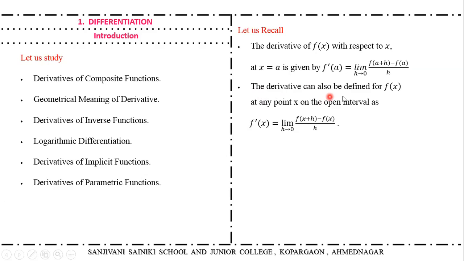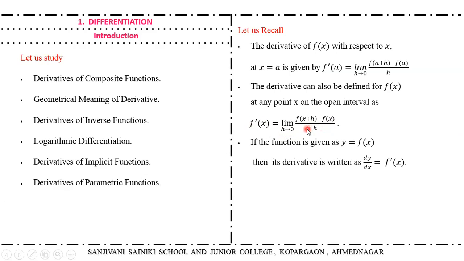The derivative can also be defined for f of x. The same derivative can also be defined at any point x. This is the derivative at a particular point x is equal to a. Now I am defining the derivative at any point. That means we are finding the derivative of the function, f dash at x is equal to limit of f of x plus h minus f of x upon h as h tends to 0. This is called the derivative by using the first principle.